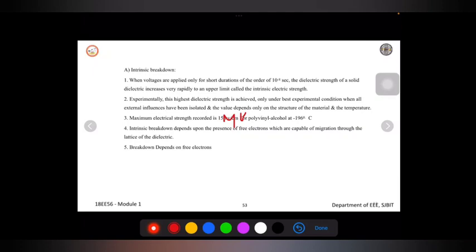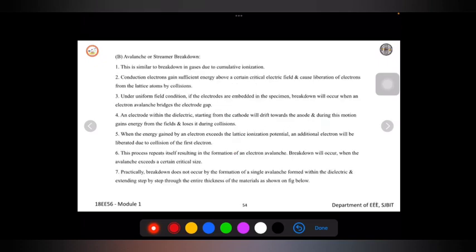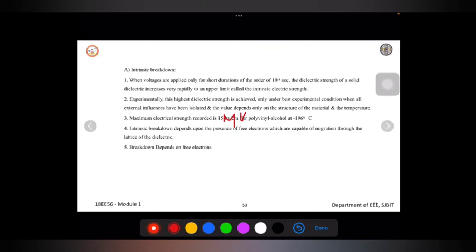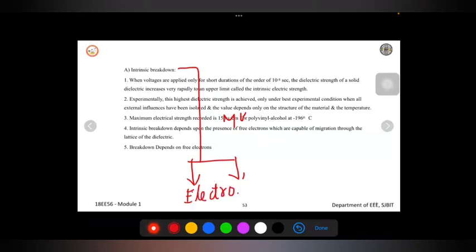Based on this principle, there are two types of intrinsic breakdown mechanism. The first one is called electronic breakdown, and the second one is avalanche or streamer breakdown, which you will see in the next slide.